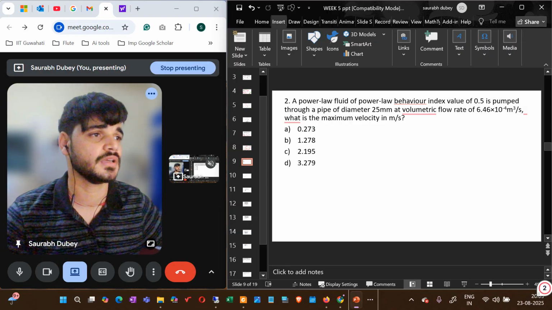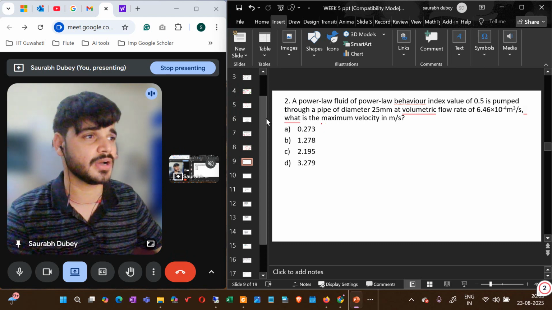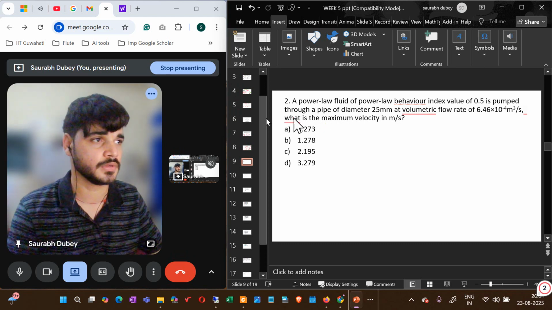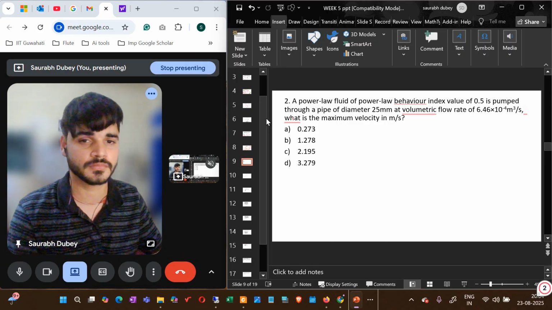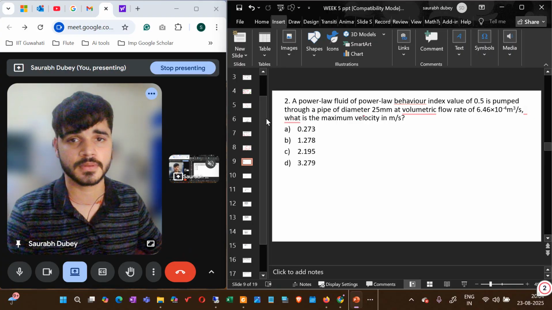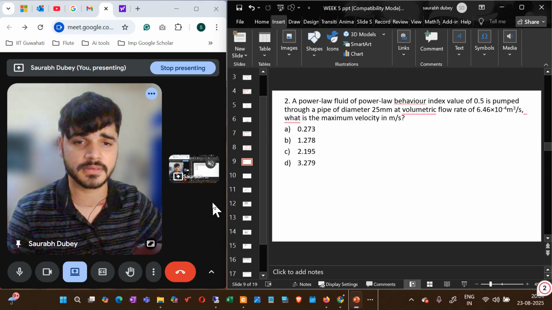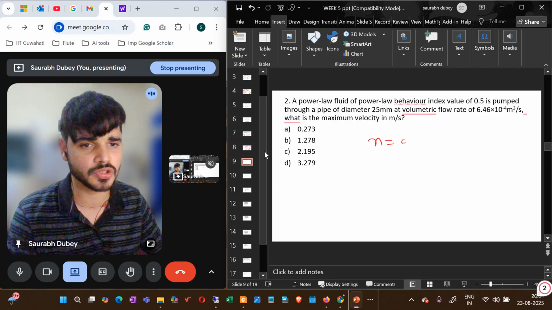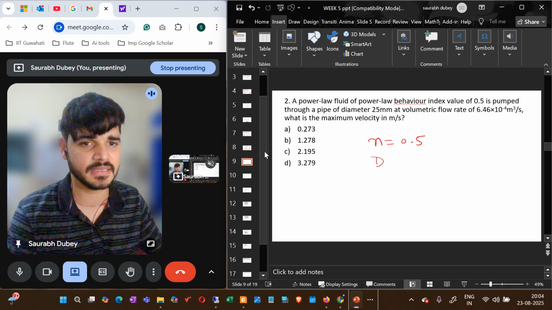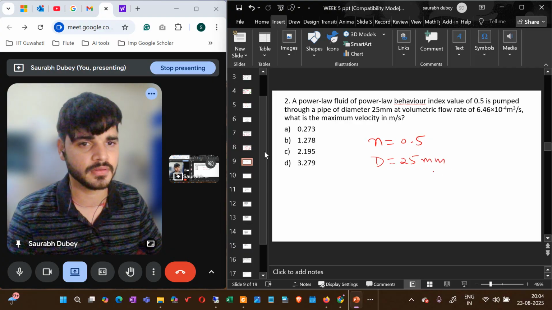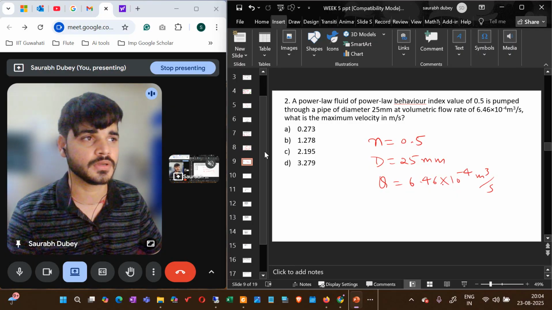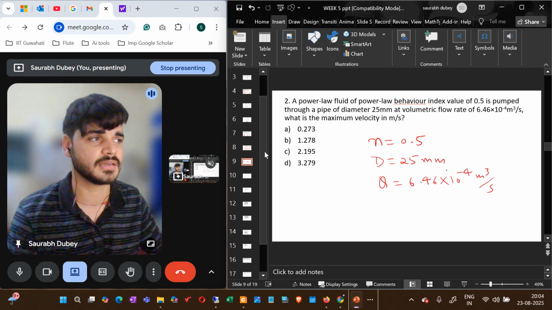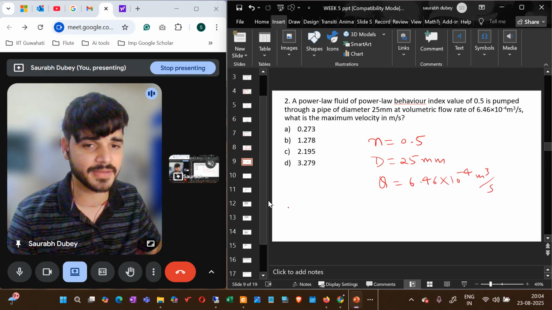So what I am saying is, if you see here, the value of n equals 0.5 like in the last question, and D is 25 mm. Here the volumetric flow rate is 6.46 into 10 to the power minus 4 meter cube per second, right? So the V average, right, you have to calculate. So the V average you can calculate.